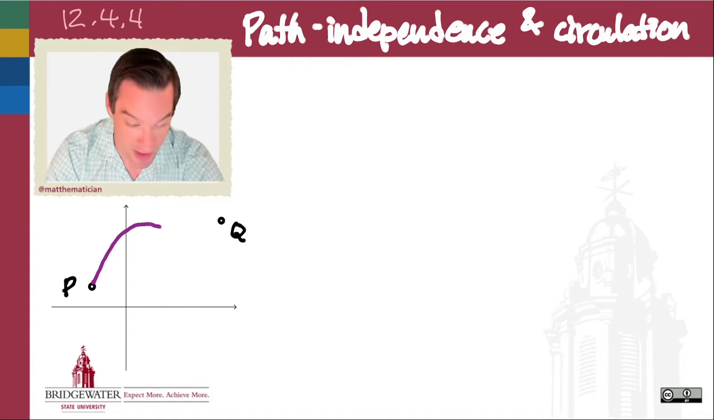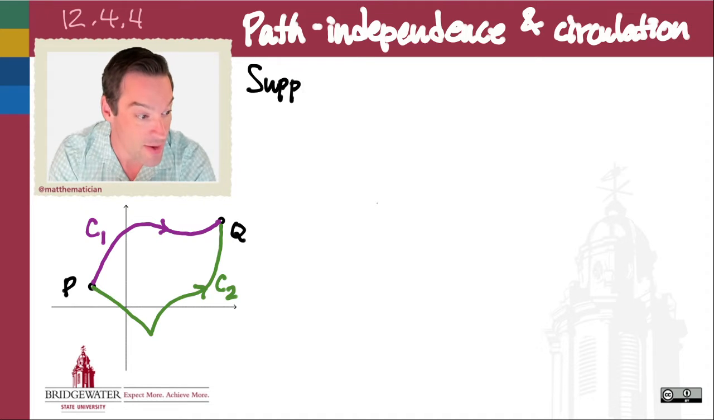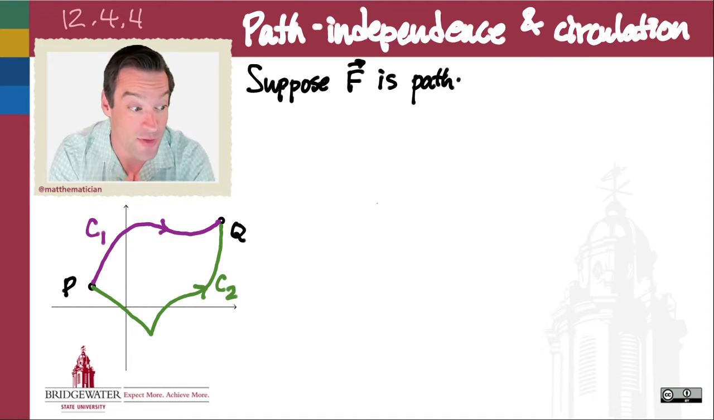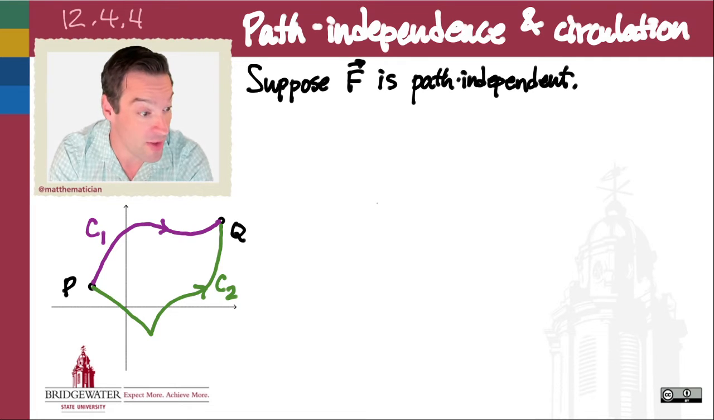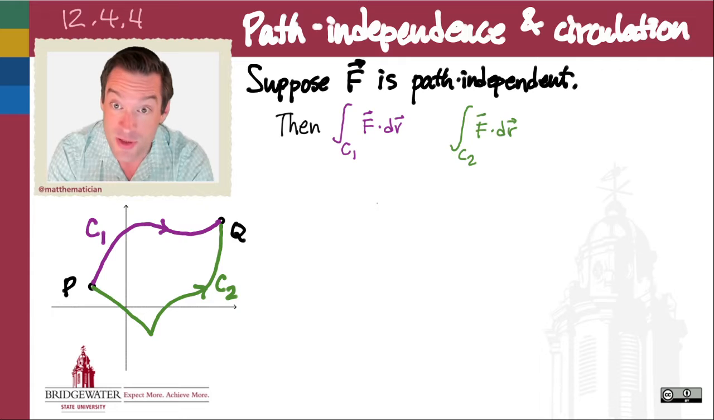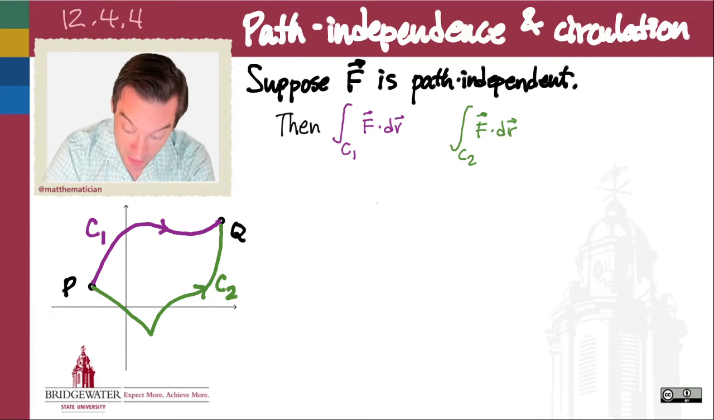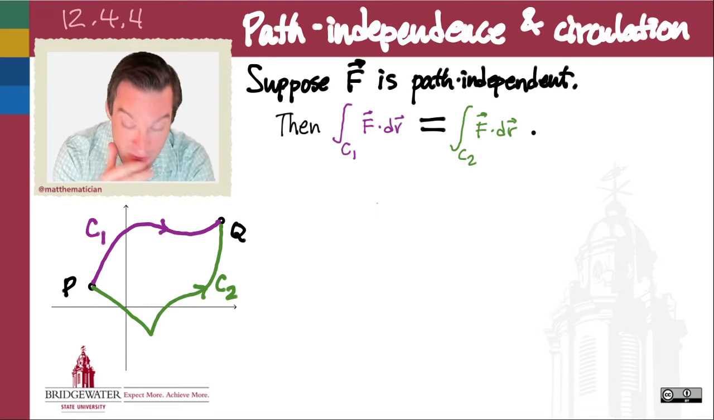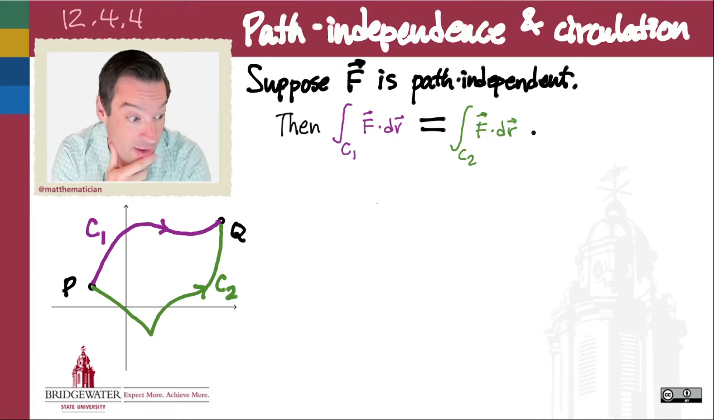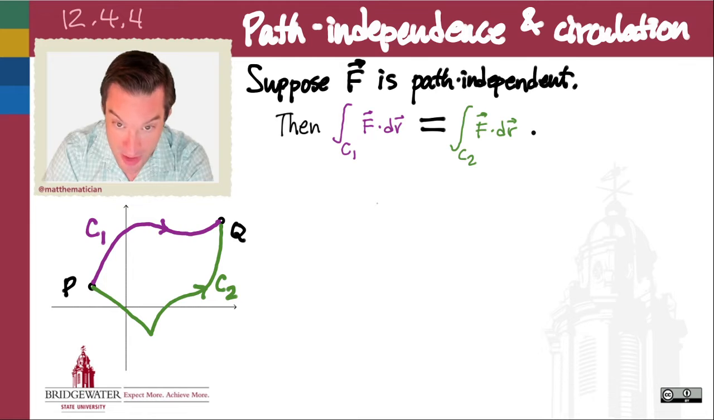So suppose that I have a path-independent vector field and I've selected 2 points, P and Q, inside of the xy plane. I take 2 paths, let's call them C1 and C2, where they both have the same starting point and the same ending point. So they both take us from P to Q. If this vector field is path independent, then we expect both of the path integrals, along C1 and C2, to be the same. They should have the same value. So these 2 path integrals should be equal.